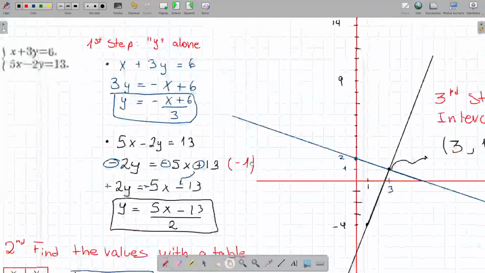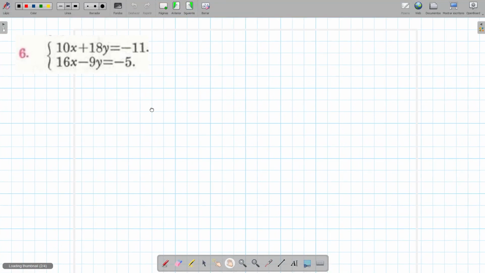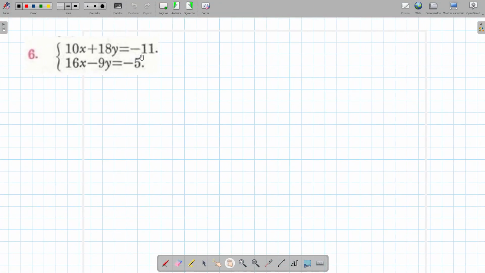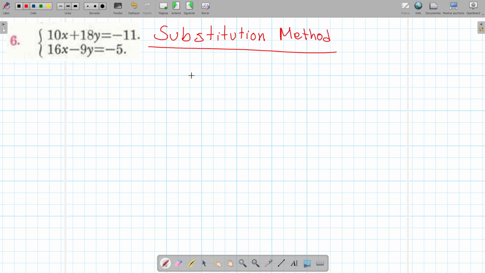Now, this is the first exercise. The second one, we are going to work this system of equations by the substitution method. Alright? So always in the substitution method, what are we going to do?